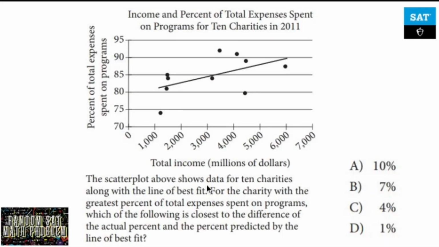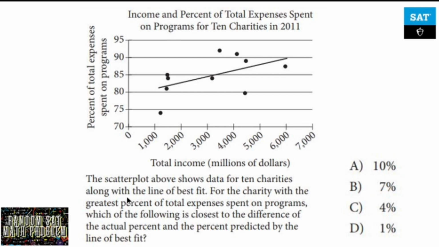The scatter plot above shows data for 10 charities along with a line of best fit. So we've got ourselves a pretty weak positive correlation. We've got income and percent of total expenses. This is our income over here in millions. This is the percent of total expenses spent on programs. So it's nice to know that charities are only spending 70-some percent on programs. Thank you, charities. What are we supposed to do with this?